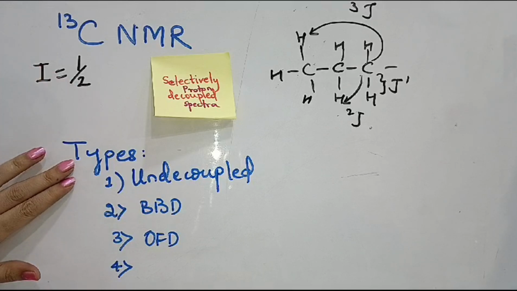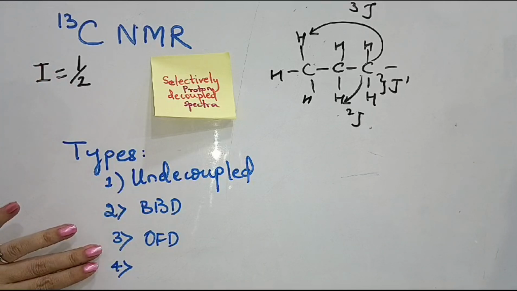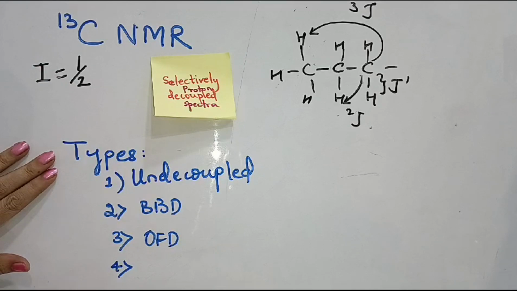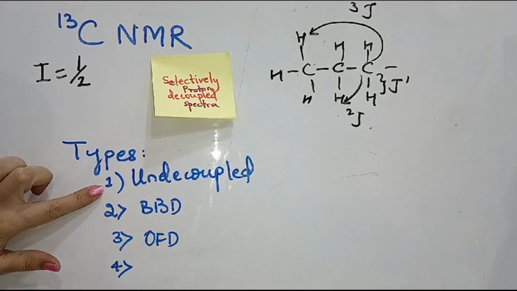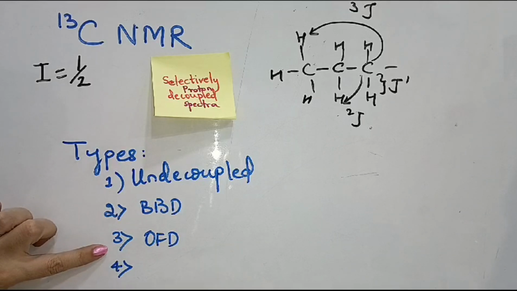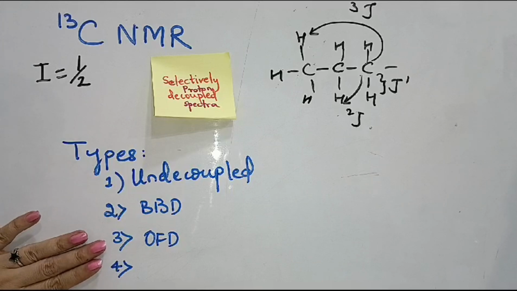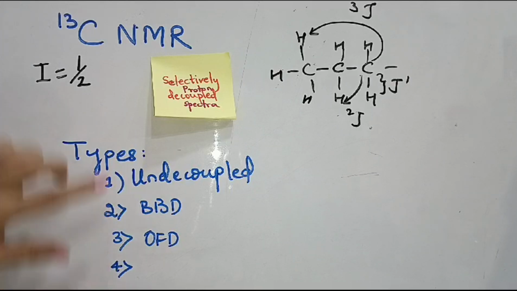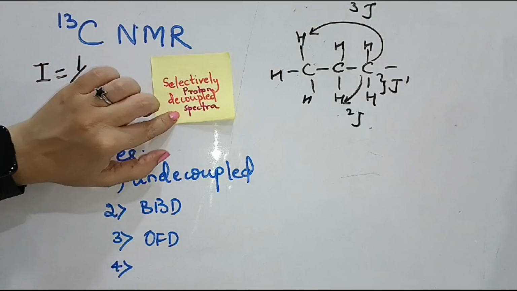We have already studied these different types of spectra in my previous video. You can check them out. The first one is undecoupled spectra. The second one is broadband decoupled or proton decoupled spectra. Third one is off resonance decoupled spectra. We have done some of the examples too. The last one is selective proton decoupled spectra.